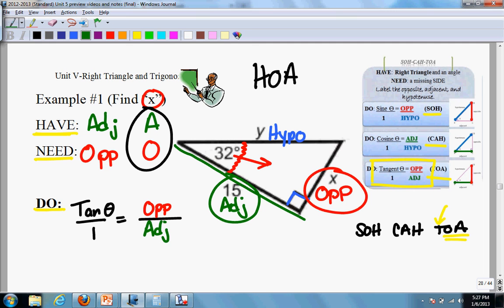Okay, now we're going to plug it in step by step. Tangent. Our theta is 32 degrees, so we write tangent of 32 degrees. Whoops, not 33, 32. And put parentheses around that because that is a single unit. 32 and tan 32 are not the same thing. So it's tan 32. Tan 32 over 1 equals our opposite, which we don't know, we're going to call it x, over adjacent, which is 15.